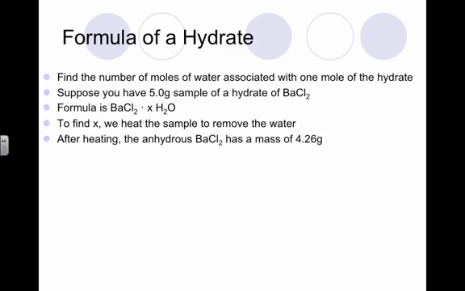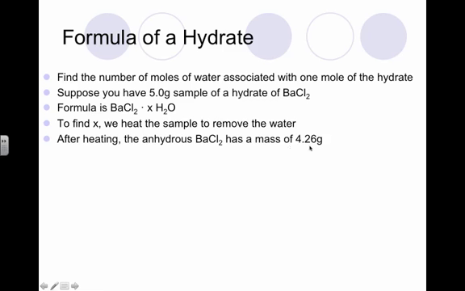So let's say we wanted to know the formula of a hydrate. Again, what we're trying to do is figure out how many water molecules there are per formula unit of the ionic compound. Let's say we have 5 grams of a hydrate of BaCl2. The actual formula for that hydrate would be BaCl2 times some unknown number of molecules of water, which we'll call X. What we're essentially doing in this problem is finding X. We can remove the water by heating it. So the anhydrous BaCl2, let's say, has a mass of 4.26.